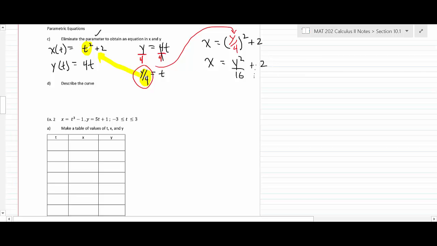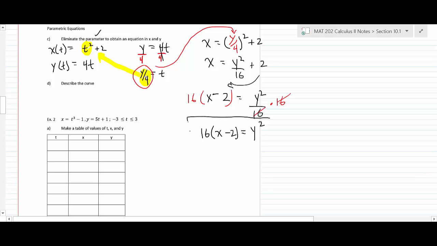Okay, so I'm just going to do this in my head. I would get x minus 2 is equal to y squared over 16, just subtracting 2 from both sides. Now what I'm going to do is multiply both sides by 16 to get rid of the fraction. So what I'd end up having is y squared is equal to 16 times x minus 2. Now you can multiply that out if you want to, but that's the equation in terms of x and y.